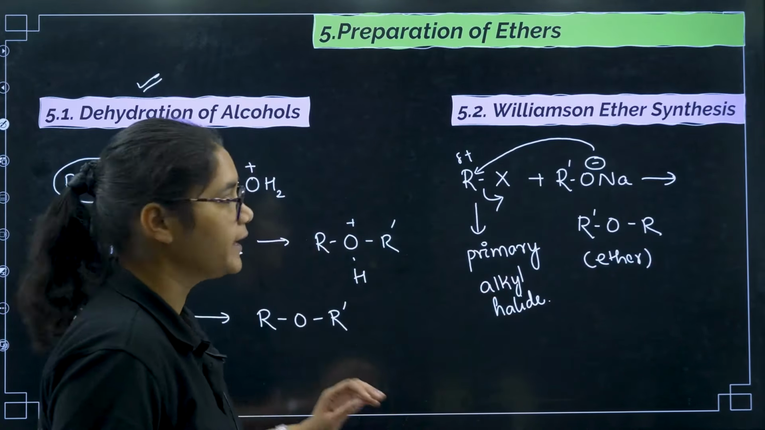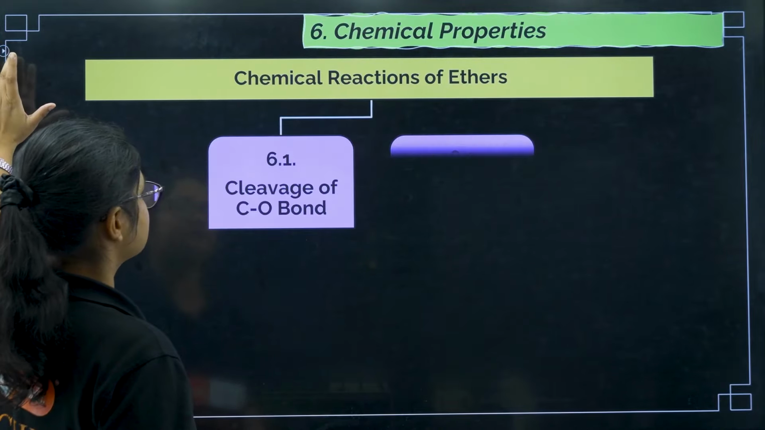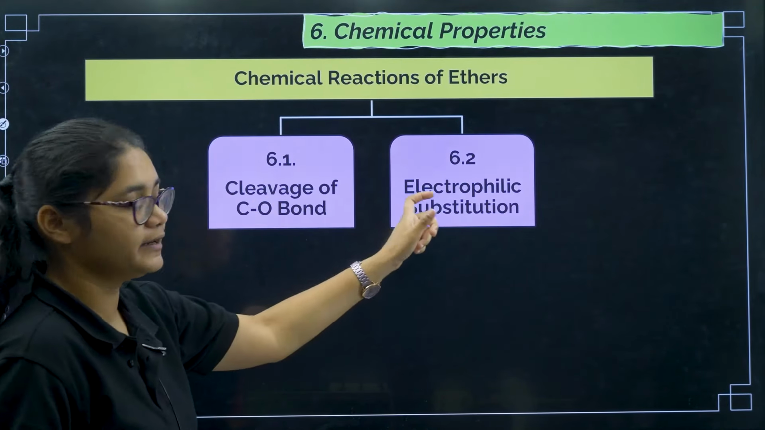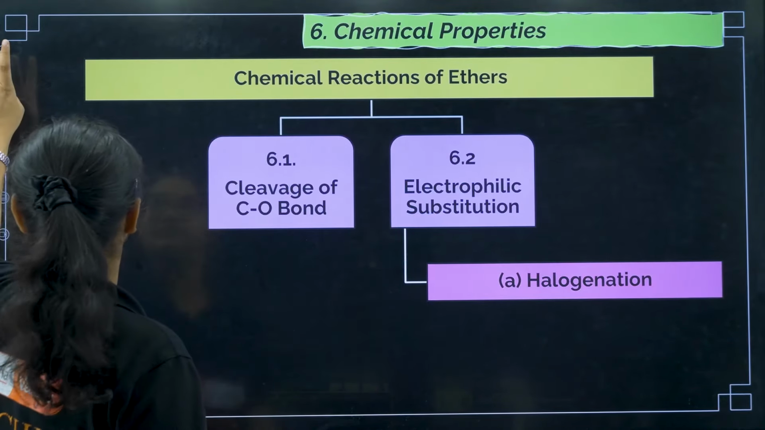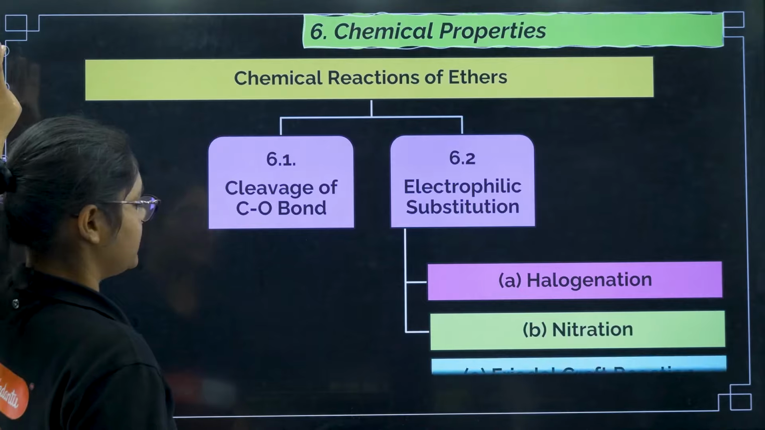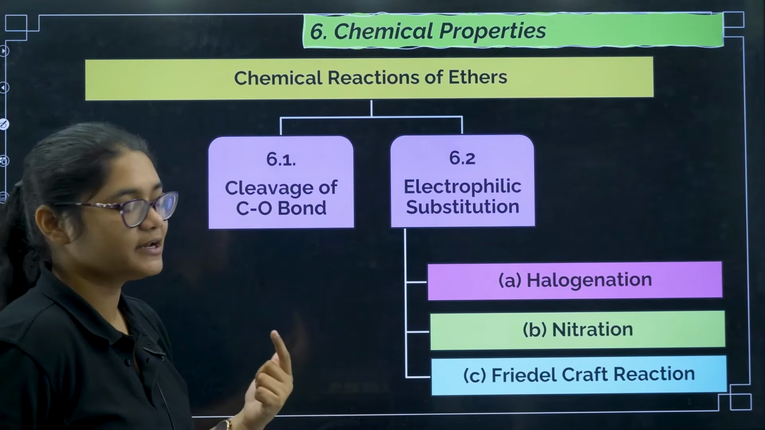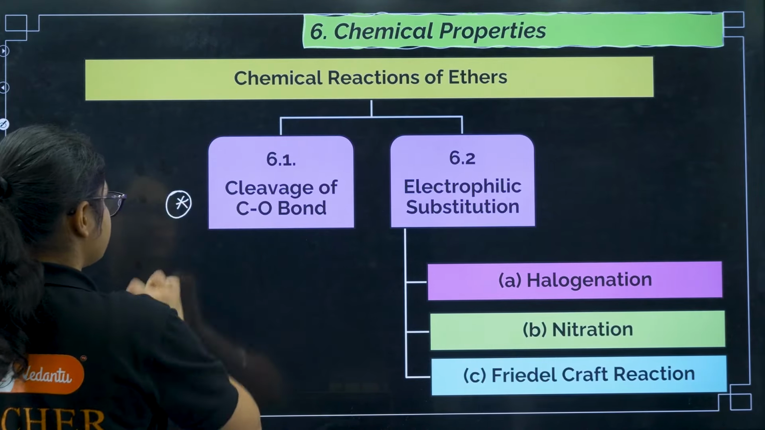Clear? Okay. Now we will move to the chemical properties of ethers. So we have two reactions here. One is the cleavage of the C-O bond, another is the electrophilic substitution reaction. Under that we have halogenation, nitration and Friedel-Crafts reaction. Now this part is very important, cleavage of the C-O bond.